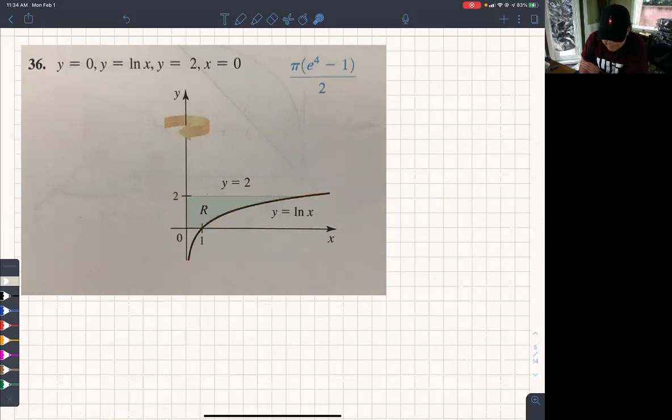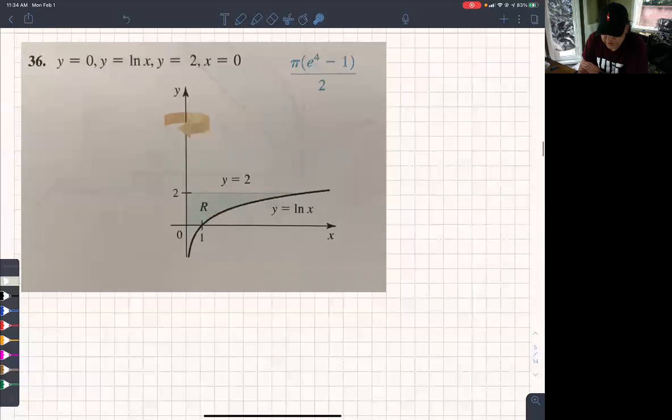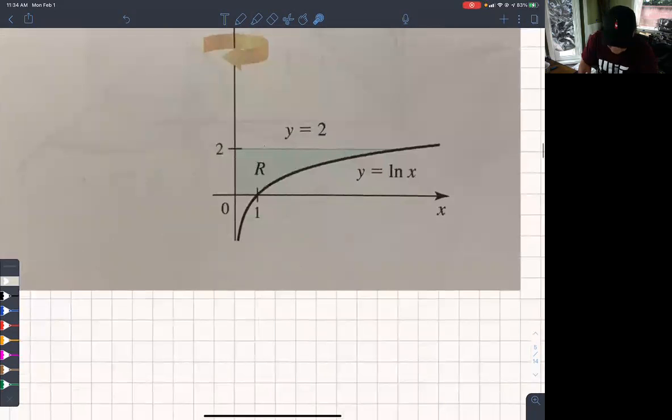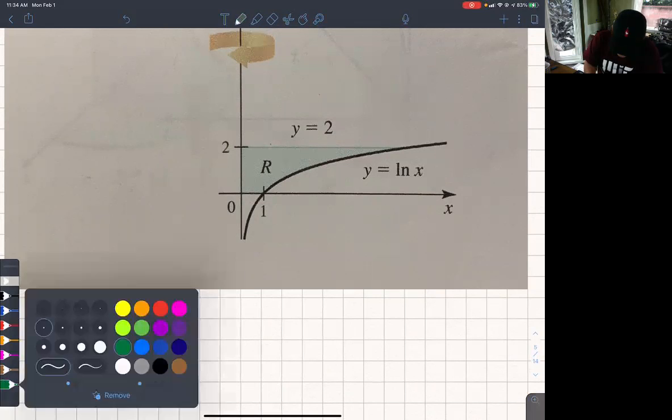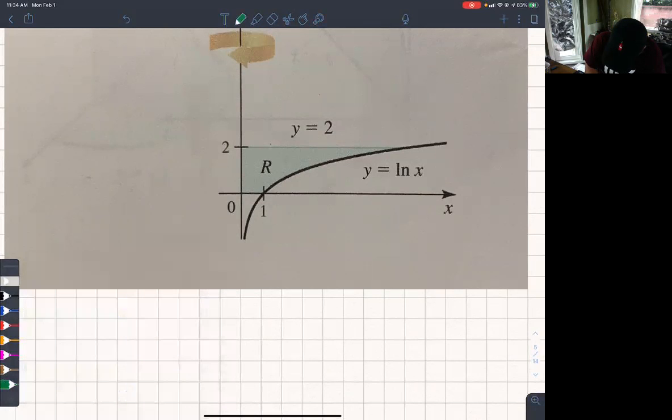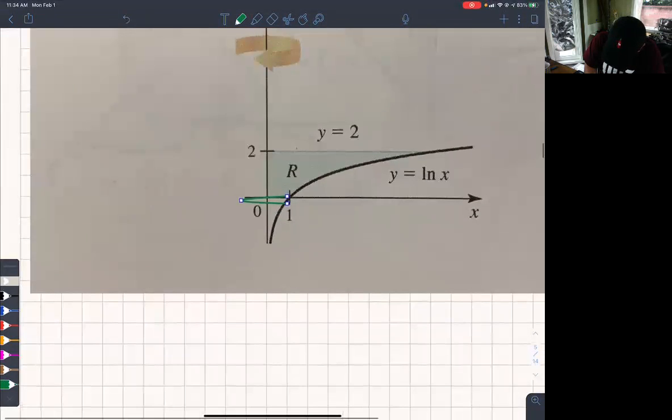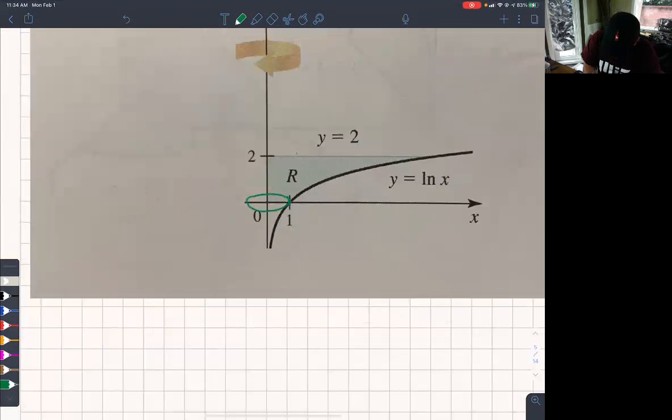So let me zoom in a bit and show you what this is going to look like if we rotate this. I'm sticking with the green. And at the bottom, you would get a disk here. Try it again. At the bottom, you'd get a disk. And as you go up, you're going to get more and more.